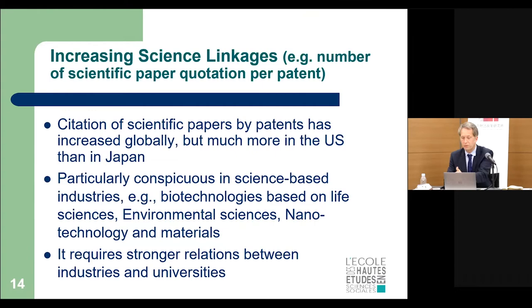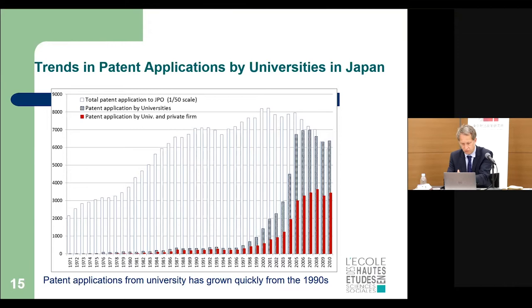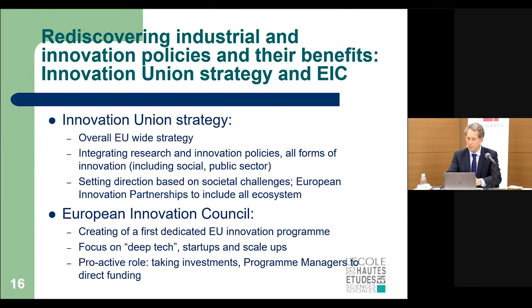If it's less important in Japan, you nonetheless see through this figure that the number of patent applications by universities in Japan has grown dramatically from the early 2000s. Third point is about the role of government in industrial and innovation policies.